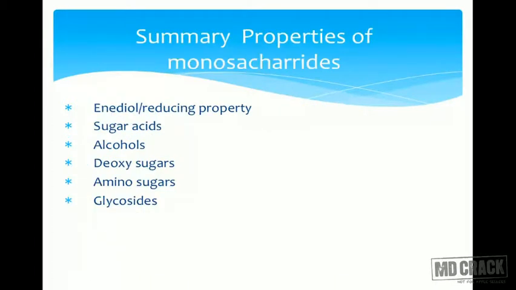To summarize, the different properties of monosaccharides are the enediol or the reducing property. Monosaccharides can form sugar acids like glucuronic acid, which is important. They can form alcohols, like glucose can be converted to sorbitol. They can form deoxy sugars, for example deoxyribose, which is present in DNA. They can form amino sugars which are present in heteropolysaccharides. They can form glycosides with different compounds.